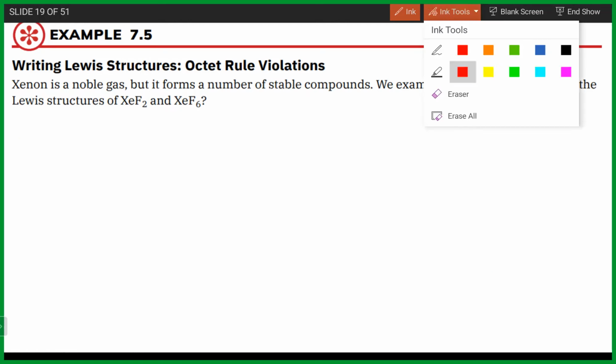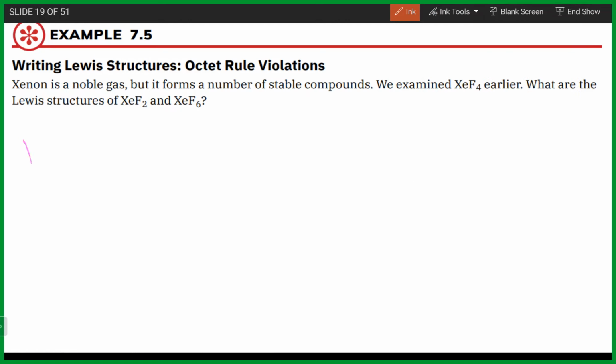Okay, and then with the second one, kind of the same idea, just in this case, we've got 6 fluorines instead of 2. We'll still get 8 valence electrons from the xenon, but now we've got 6 times 7. So in this case, we're going to have 50 electrons total, because we're going to have 42 of them coming from fluorine, and then 8 from the xenon. And what we can do is just put xenon in the middle.